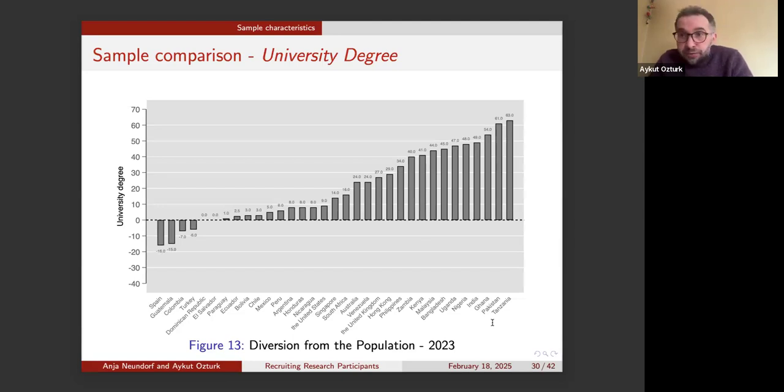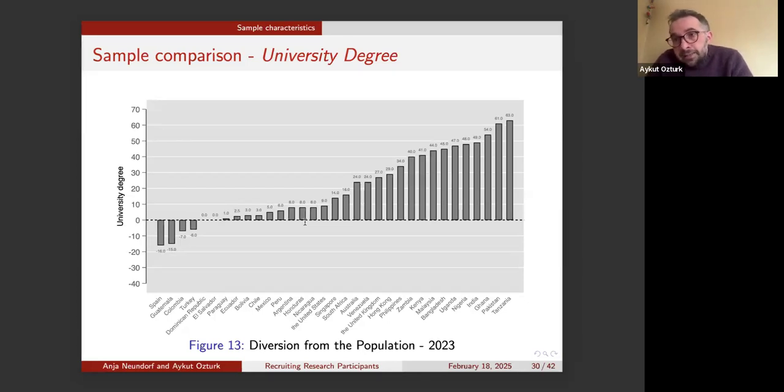However, there are some cases in which we did very well, and these are not necessarily developed countries with a higher proportion of university graduates. If you look here around zero, these are the countries in which we were able to match the population benchmark: El Salvador, Paraguay, Ecuador, Bolivia, Chile, Mexico, Peru, Argentina, Honduras, Nicaragua. We came very close to population benchmarks in terms of university degree.